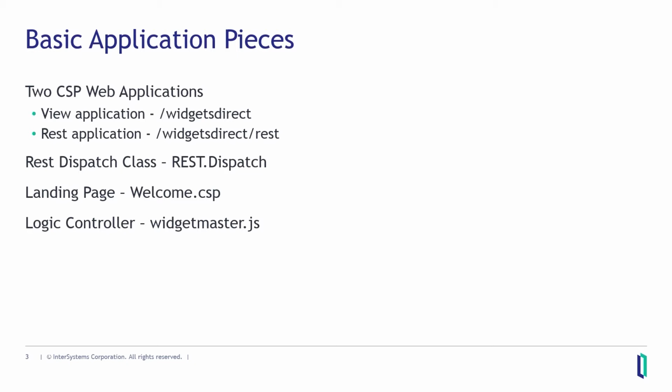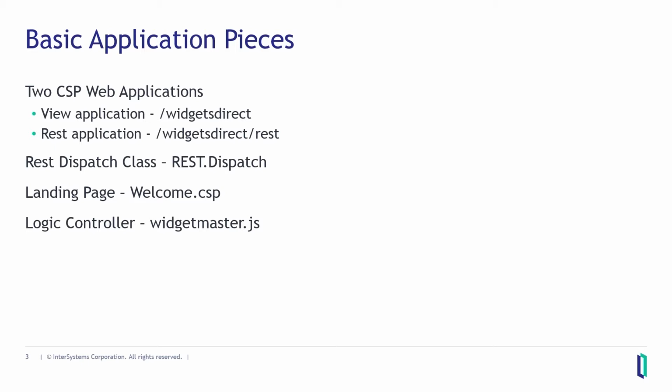One has all of your view components, your JavaScript, your resources, everything else that you'd normally include in a website. And then you need a second CSP web application for your REST calls. In that REST application, you will define a REST dispatch class which will handle all of the routes, or the URLs you can call, to make your REST calls. So we're going to have /widgetsdirect and /widgetsdirect/rest for our two applications.